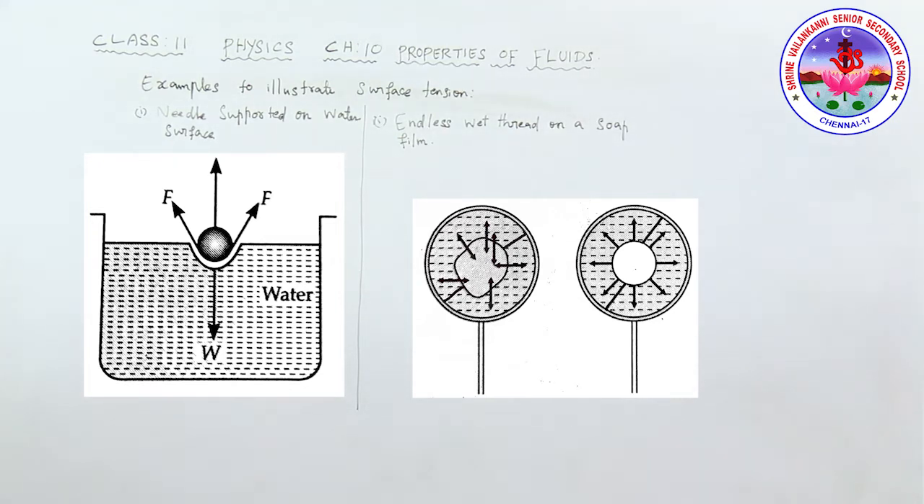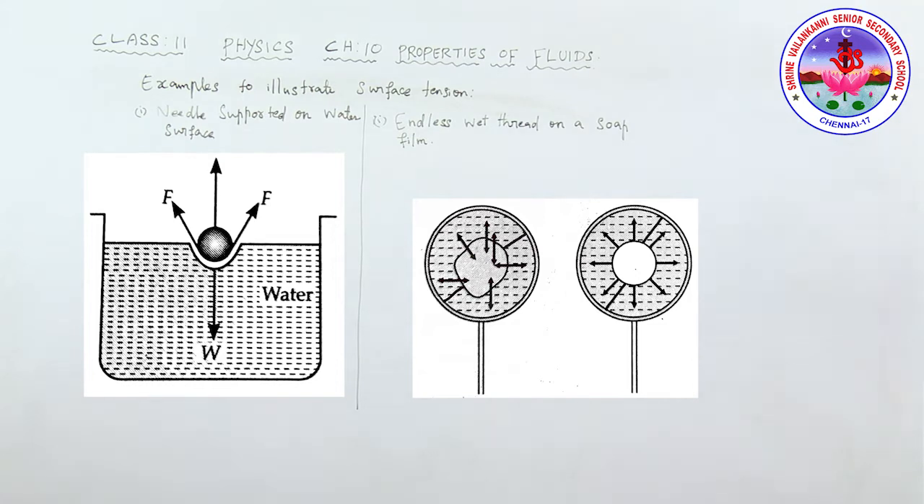The second example is an endless wet thread on a soap film. If you take a circular frame of stiff wire and dip it into a soap solution, a thin film forms on the frame. If a wet endless thread loop is gently placed over the film, it takes any irregular shape. But when the film is pricked at the center, the loop is stretched outwards and takes a symmetrical circular shape.